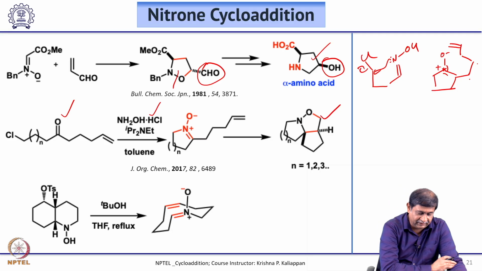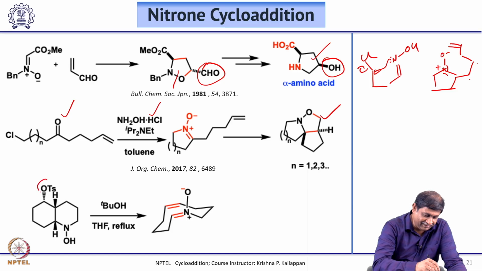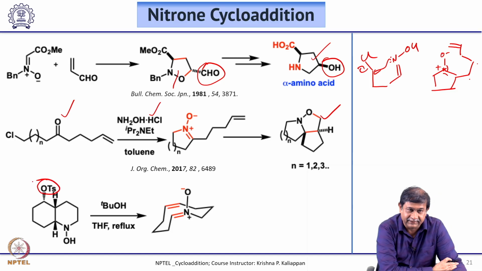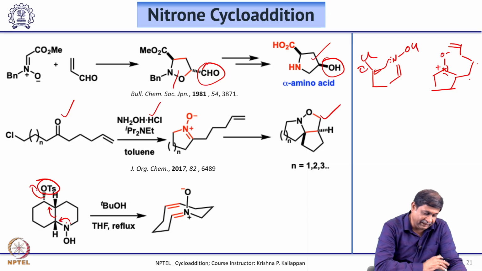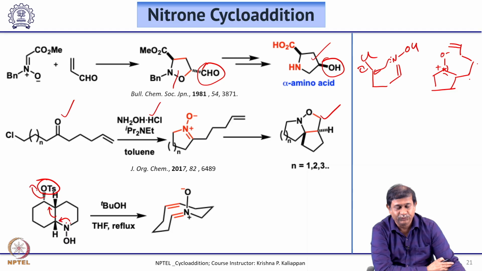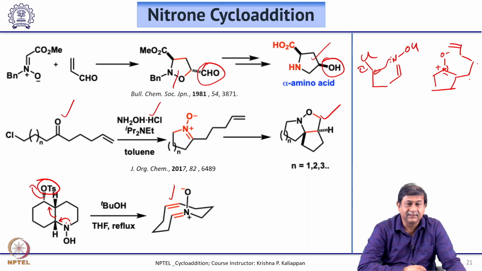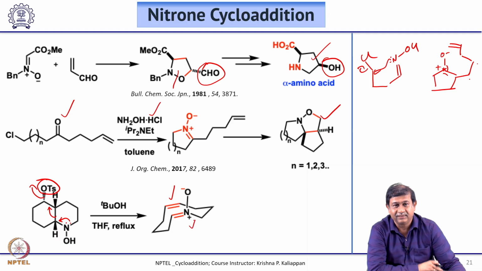If you look at this particular compound, you have a leaving group that is tosylate, and the way the nitrone is formed is just use the lone pair on the hydroxylamine derivative. Now push this and eliminate the tosylate. When you do that, you generate the double bond and you also generate the nitrone. Both are generated in situ.